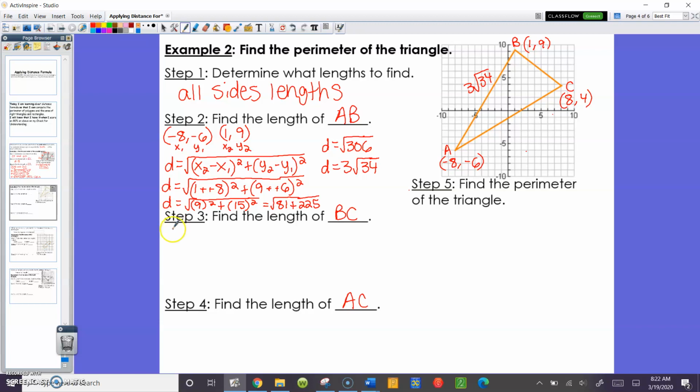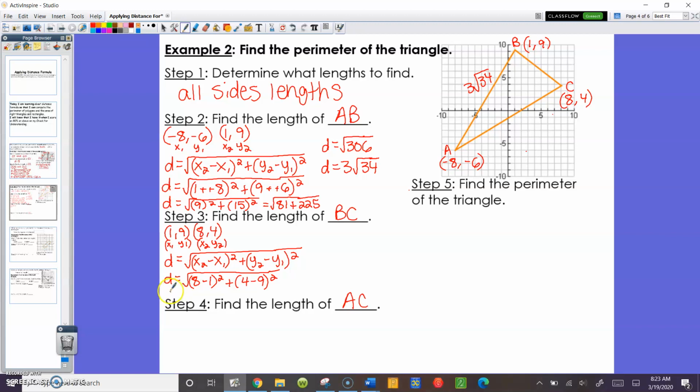Now let's go ahead and look at BC. We have the ordered pairs 1, 9 and 8, 4. So this is x1, y1 and x2, y2. So let's go ahead and put it into our distance formula. Okay, so that will be 8 minus 1 squared plus 4 minus 9 squared.